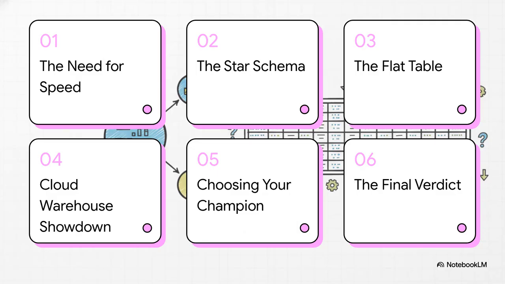So here's how we're going to break this down. First, we'll talk about the core problem, the need for speed. Then we'll meet our two contenders, the classic star schema and the powerhouse flat table. We'll throw them into the ring to see how they perform in the cloud, help you figure out which one to bet on, and then land on a final verdict that, trust me, might just surprise you.